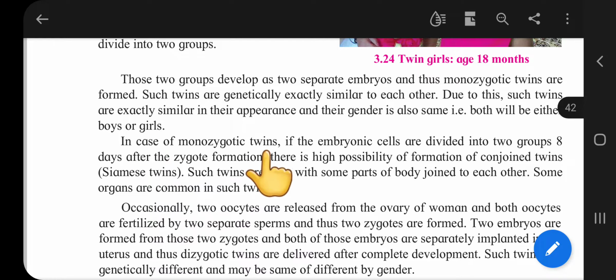In case of monozygotic twins, if the embryonic cells divide into two groups 8 days after the zygote formation, there is a high possibility of formation of conjoined twins. Such twins are born with some parts of the body joined to each other, and some organs are common in such twins.